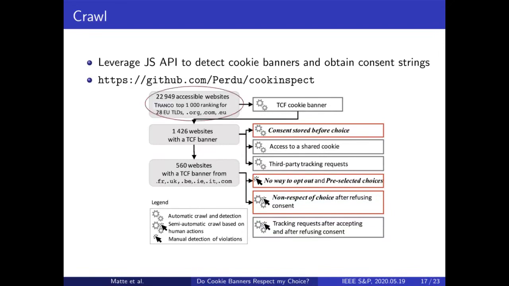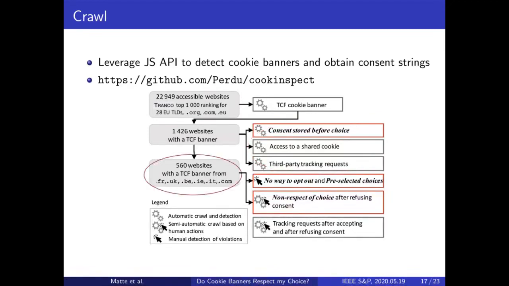We first use the Tranco list to select the top 1000 websites for each top-level domain of a European country, plus .org, .com, and .eu. We first crawl these websites and detect automatically which ones use a TCF cookie banner. We identify 1426 such websites. Then, still automatically, we detect the consent stored before choice violation, along with other information which is described in the paper.